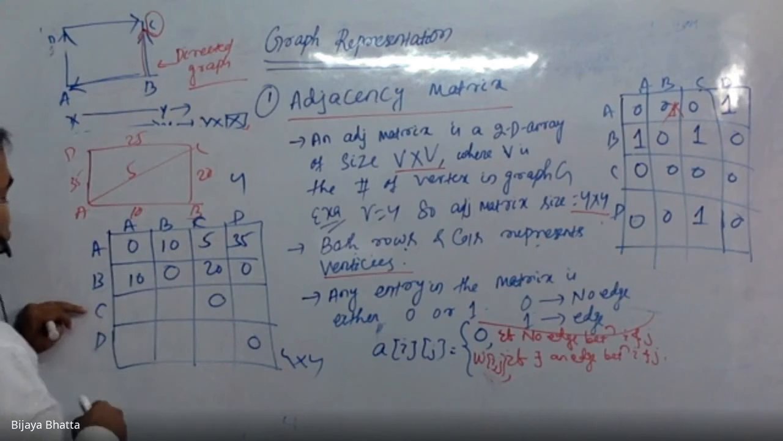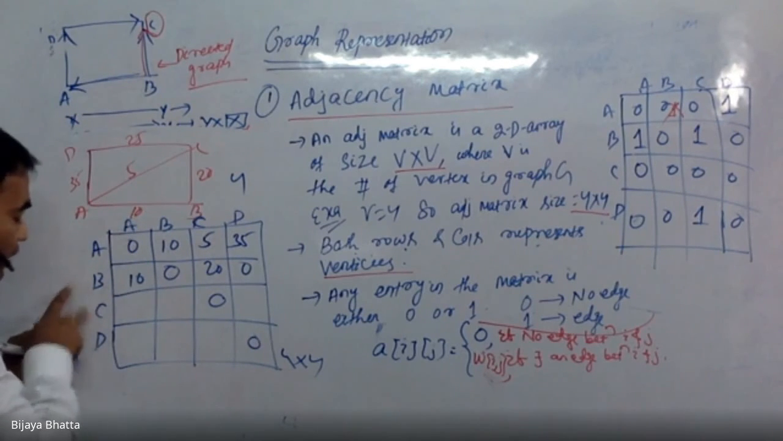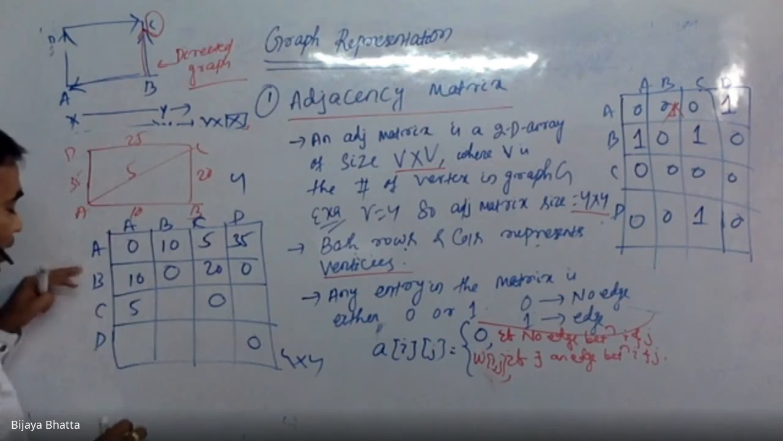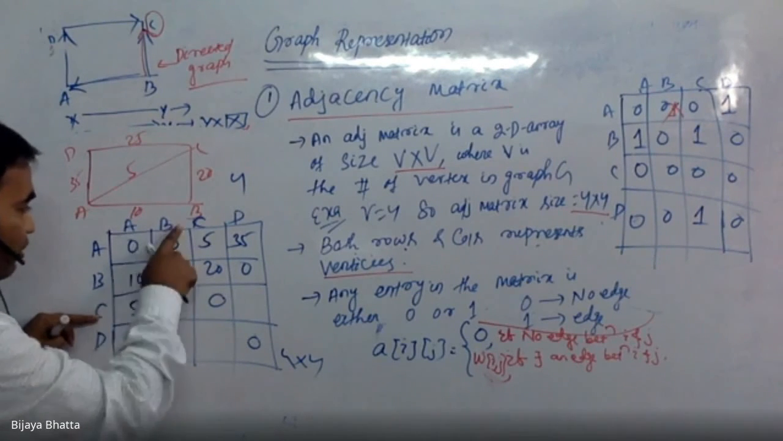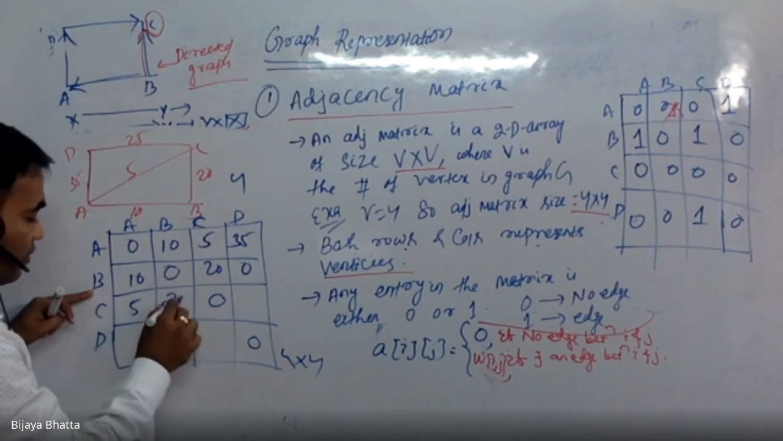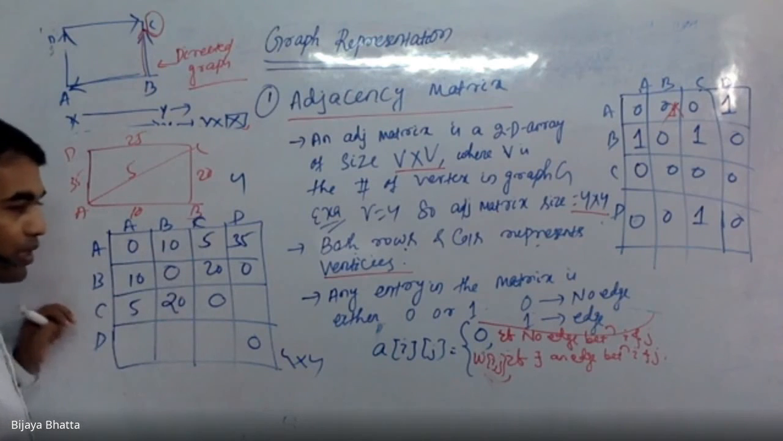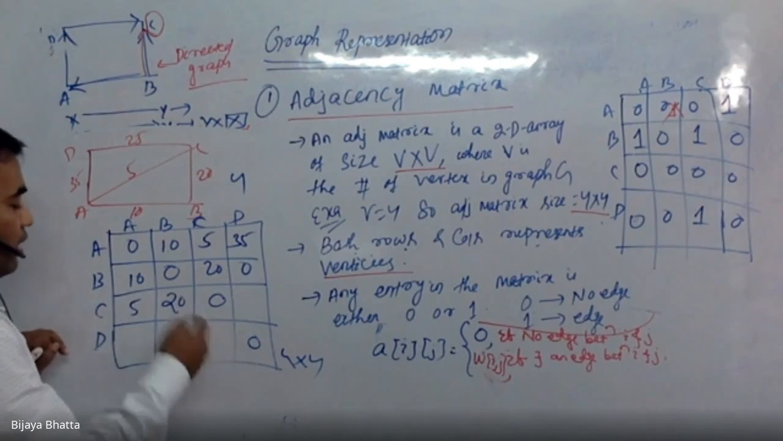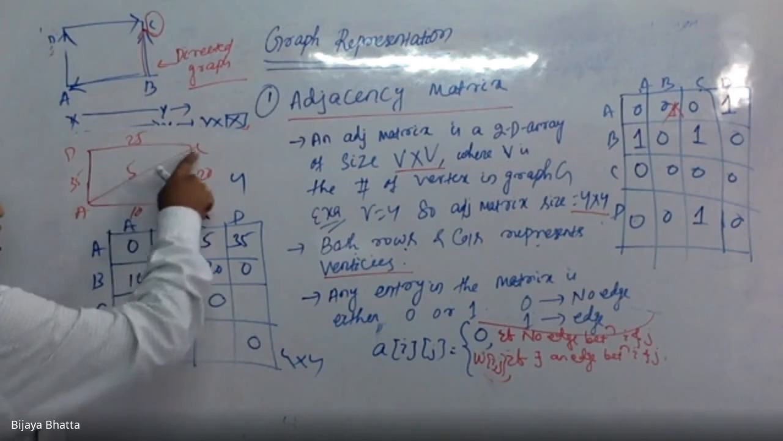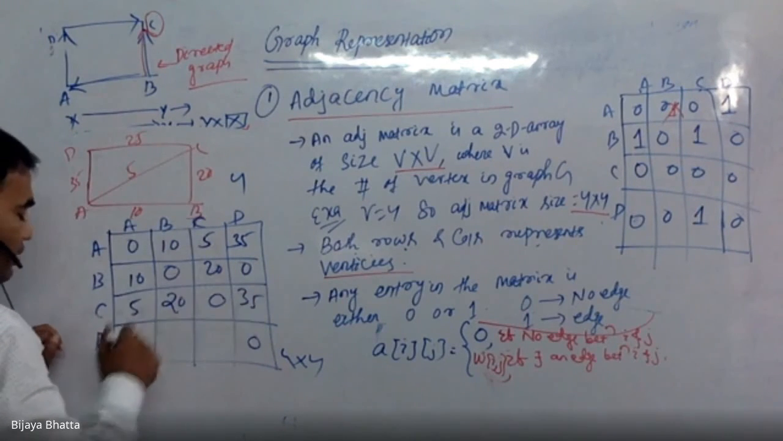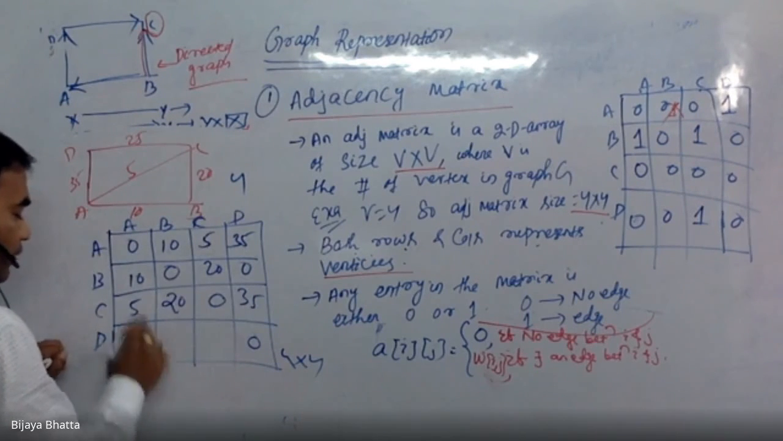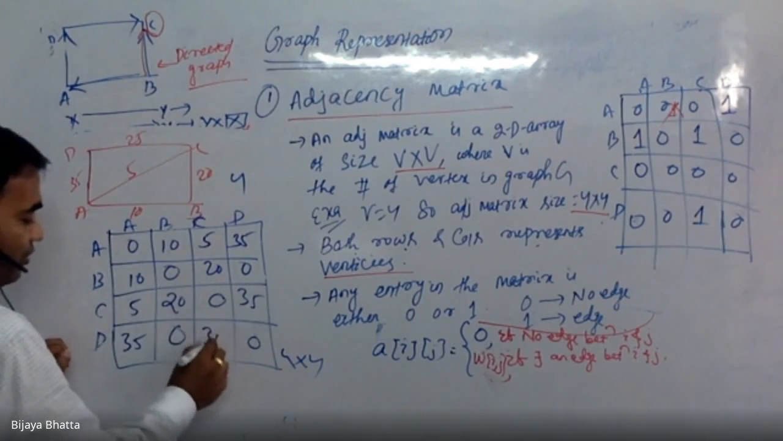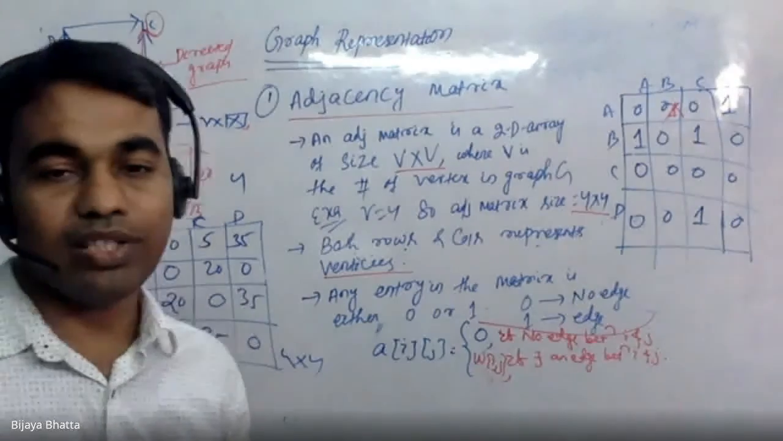For C to A, since we calculated A to C, I don't need to mark this again; it is 5. C to B is the same as B to C, because it is an undirected graph. C to D is connected, and it is 35. D to A means A to D, 35. D to B means B to D, 0. D to C means C to D, which is 35, and this is 0. So this is my adjacency matrix.